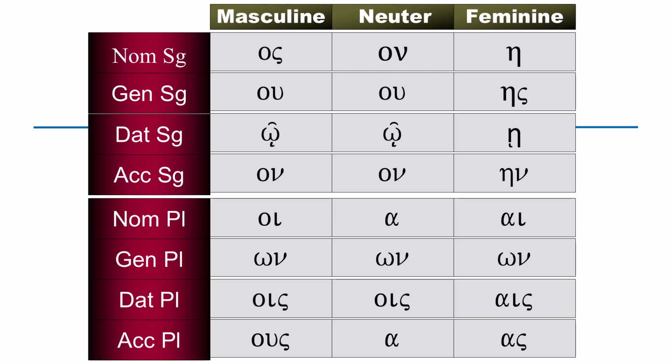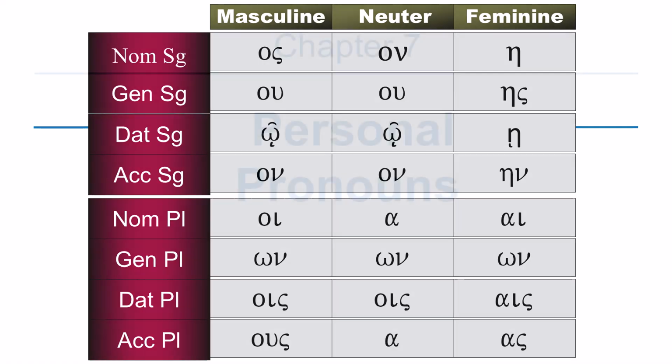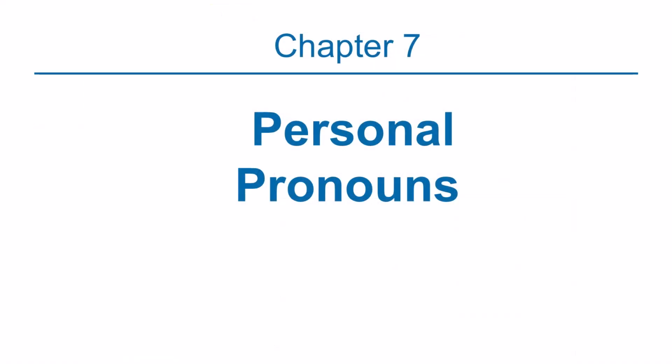And we said on the paradigm, there are three genders. You have masculine case endings, you have neuter case endings, and you have feminine case endings. And each word is declined according to its gender. So what is important is to master this paradigm, because without it, you can't tell nouns, and without it, you can't tell pronouns. So let's look at chapter 7. Let's look at personal pronouns.